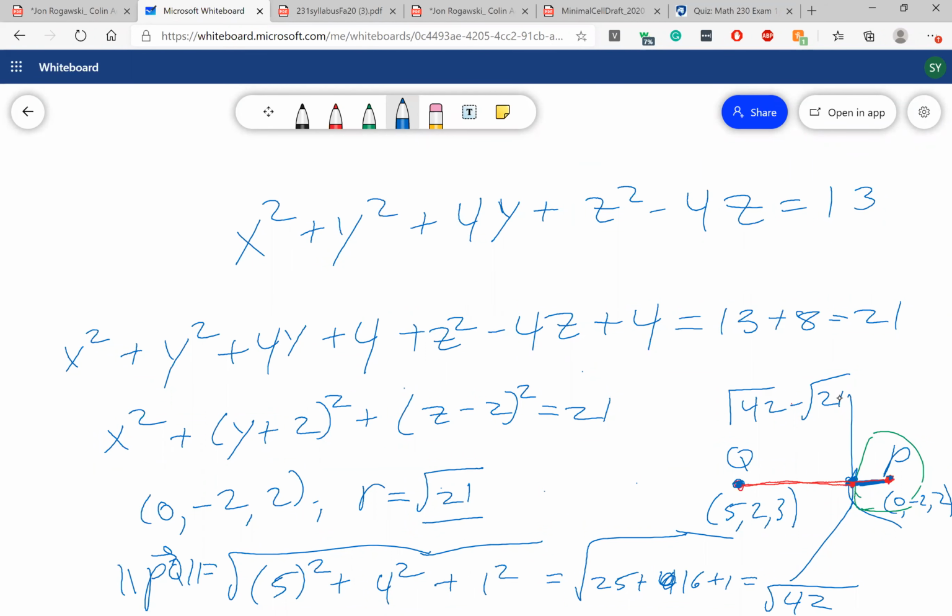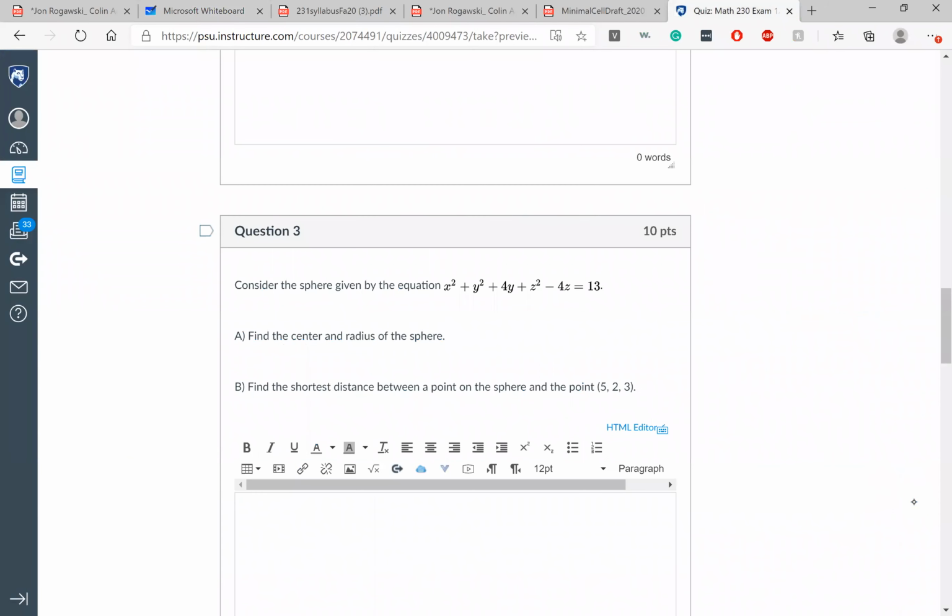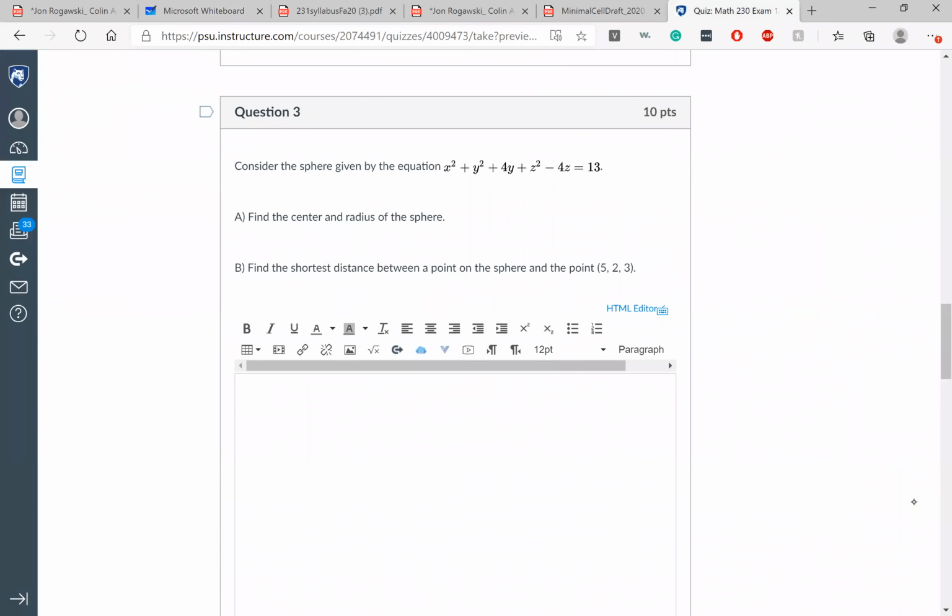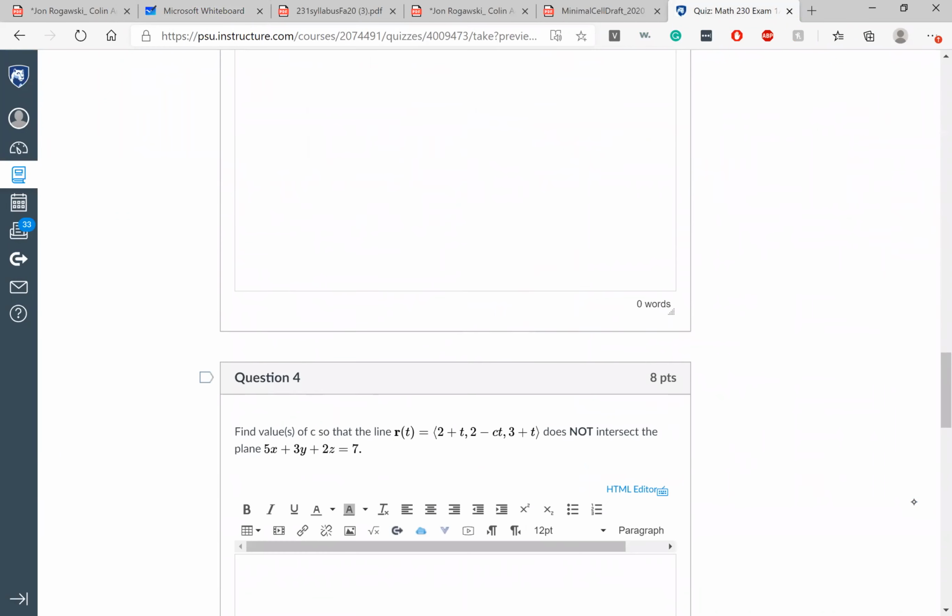Why would the Q not be the center of the sphere and the P be the point, or does it not matter? It doesn't matter. I just wanted to go from P to Q so I can have 5 minus 0 and 2. I just thought that it'd be easier to do. Anyway. All right, just making sure. Thank you. Okay.